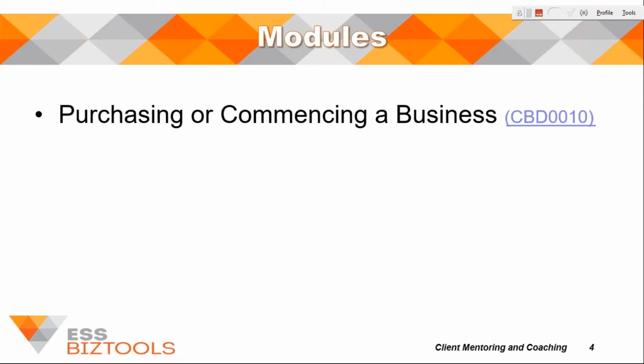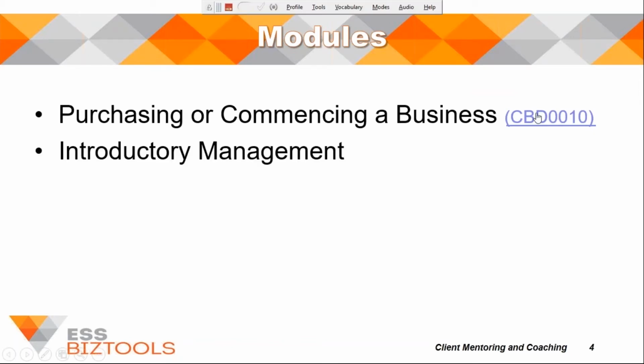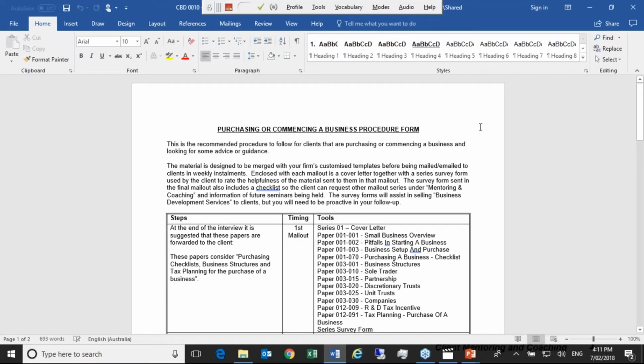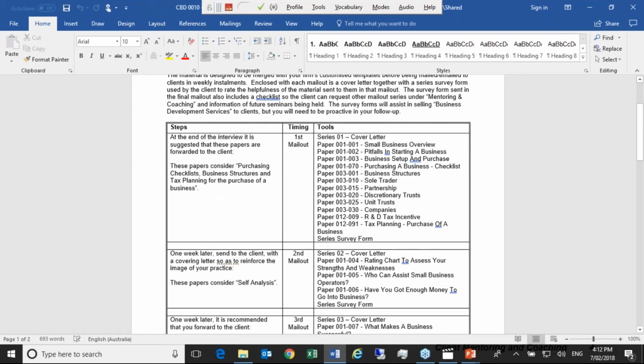So let's look at some of these modules. There are 13 in total. First one, and I'm going to go onto this module and give you a look at what's included. So this is purchasing or commencing a business. There's a procedure control form to control what's in the system.